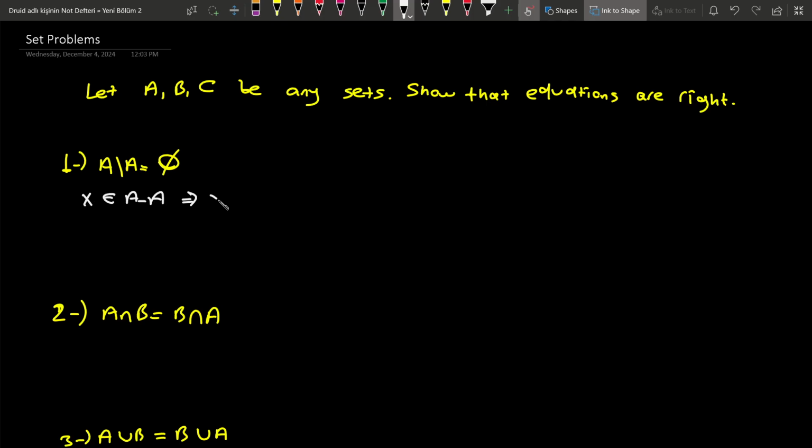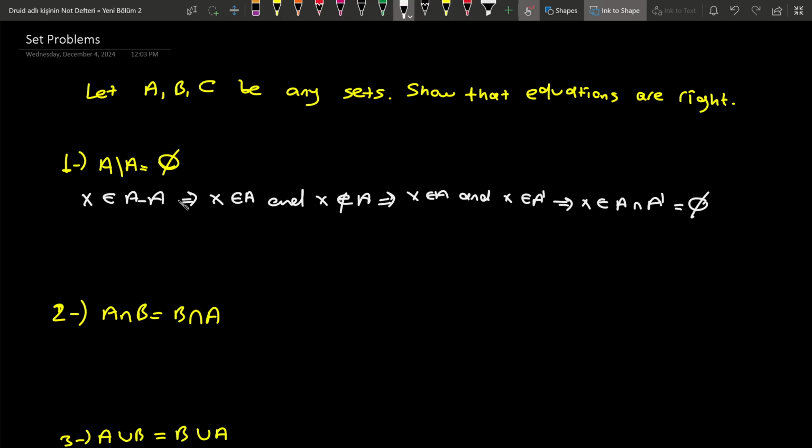This means X belongs to A and X does not belong to A, right? This also means that X belongs to A and X belongs to A complement, which means X belongs to A intersection A complement, which is an empty set. So we started here, we finished here.